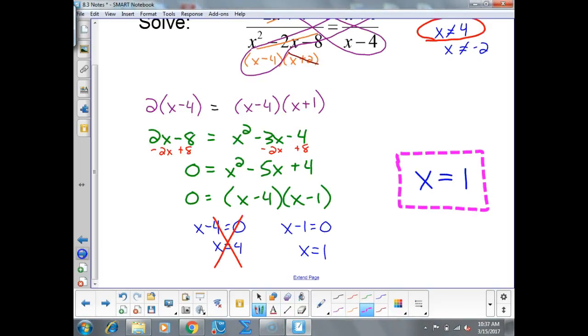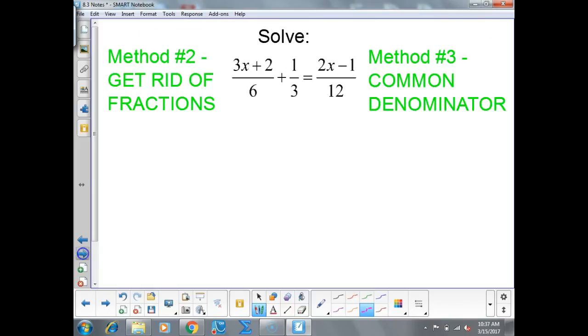Talked about extraneous. So, method number 2 and method number 3. Again, they're both kind of the exact same thing. I'm going to say over here, I'm going to do method number 2. And then over on the other side, I'll do method number 3. In the end, we'll hopefully get the exact same answer.